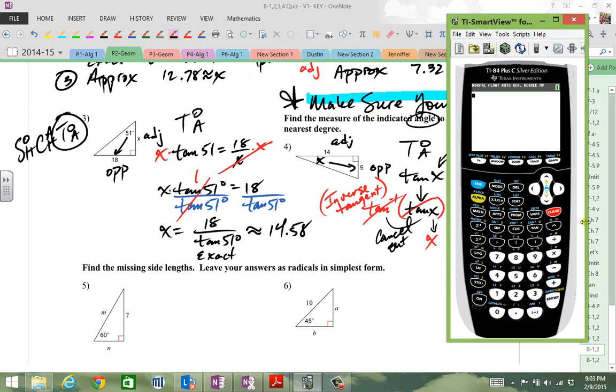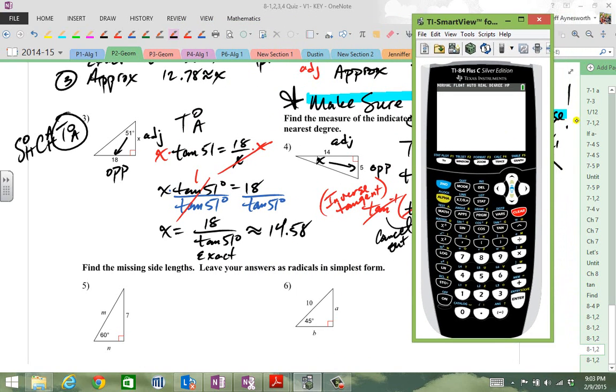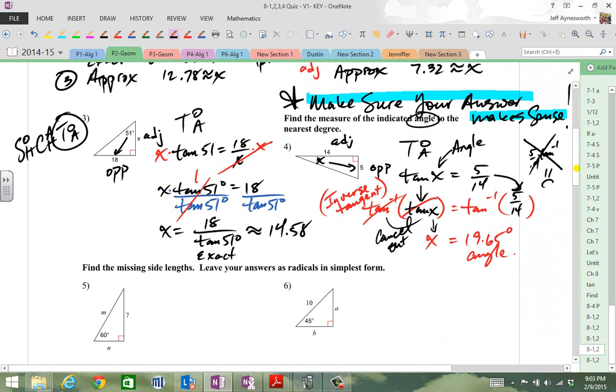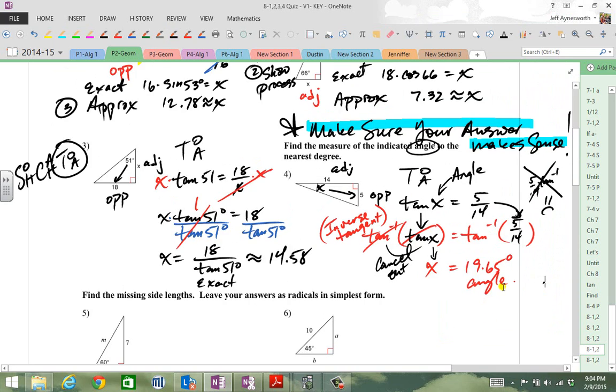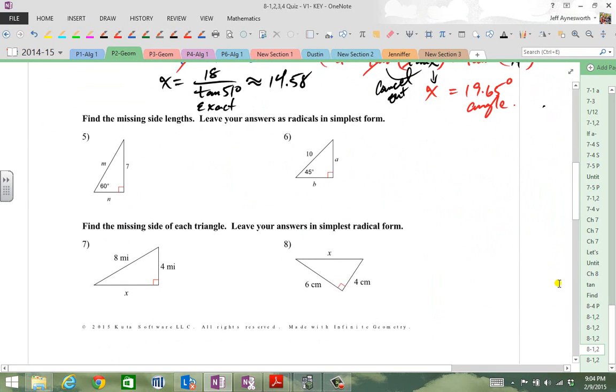Okay, let's move on here. And let's go down to problems 5 and 6. Now, you got to find the missing side lengths. All right, leave your answers in simplest radical form.